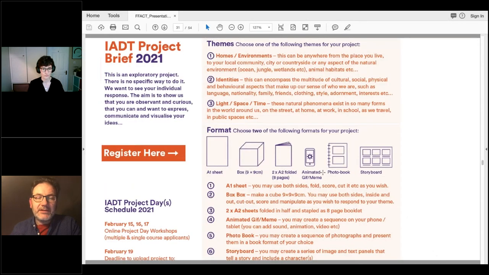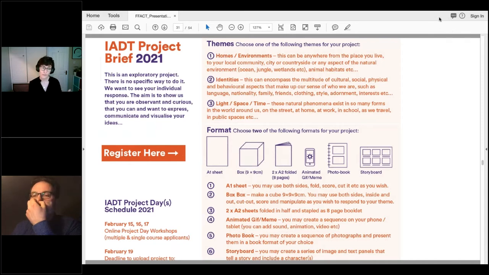So yeah, this is the brief that Fiona talked about there. You can see the themes that we're asking. So this is available online, but just to look at it. Do you want to talk about this, Fiona, a bit more? Yeah, absolutely. So this is the brief that you have to tackle creatively, making two things before the project day that you'll come on and do online with us.